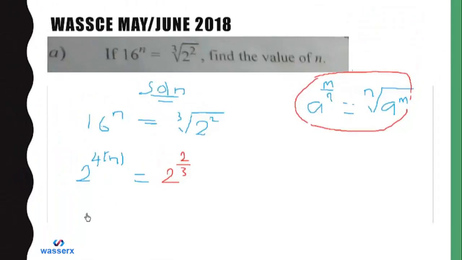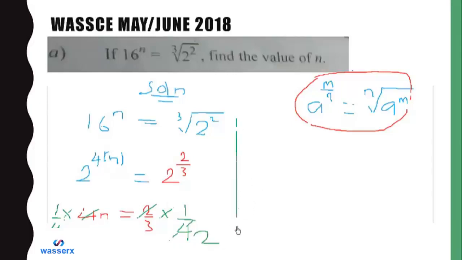Now, what we do next is to equate the exponents because the bases are the same. So we are going to get 4n is equal to 2 over 3. So we multiply both sides by 1 over 4 because we are working for n. So times 1 over 4. So this cancels this, then 2 goes here. So we are going to get our n to be equal to 1 times 1 will give us 1 over 2 times 3 will give us 6.